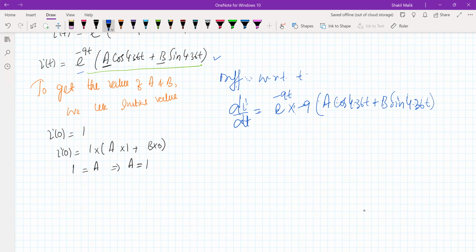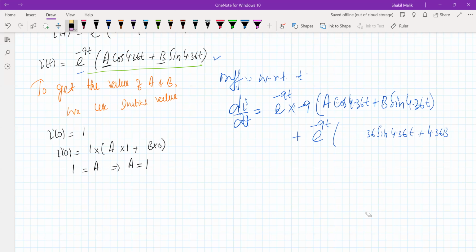4.36t plus, now the differentiation of the second term. It is e to the power of minus 9t, and the differentiation of the second term will be minus a times 4.36, because the differentiation of cos 4.36t is minus 4.36 sine 4.36t, plus 4.36b sine, differentiation of sine is cos.